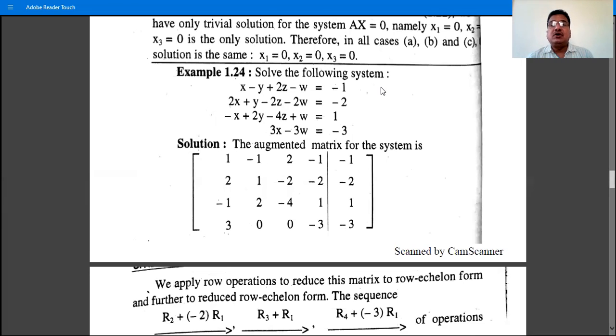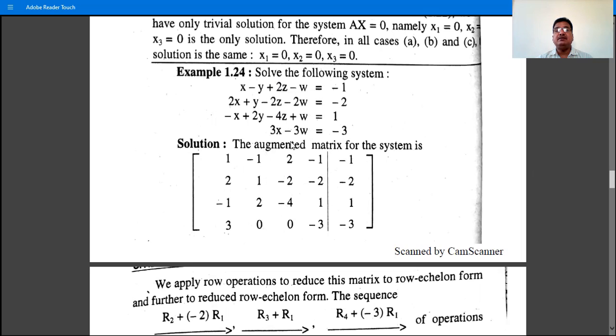Next example, solve the following system: x minus y plus 2z minus w is equal to minus 1, and the second, third, and fourth equations. So we are given four equations and four unknowns x, y, z, w. First reduce the system to matrix form, and then write the augmented matrix.